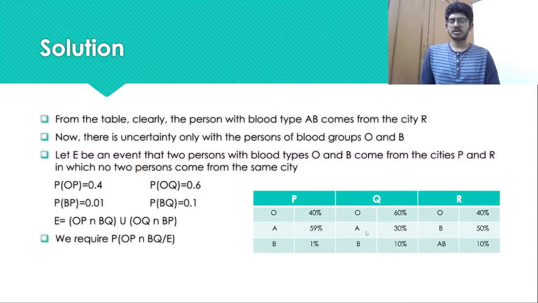Now the event E has only two possible outcomes. That is, a person with the blood type O from the city P and another person with the blood type B from the city Q, and vice versa. Hence the event E can be written as OP and BQ union OQ and BP. Now we require the probability of OP and BQ given E, because this is the only possible outcome as required by the question.